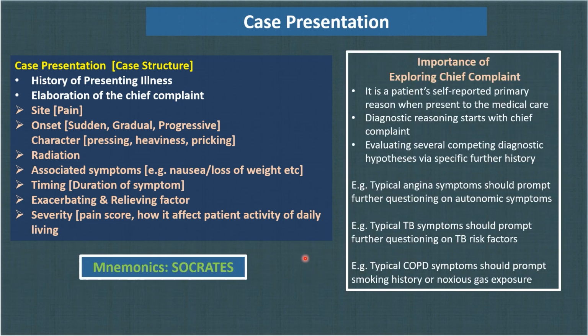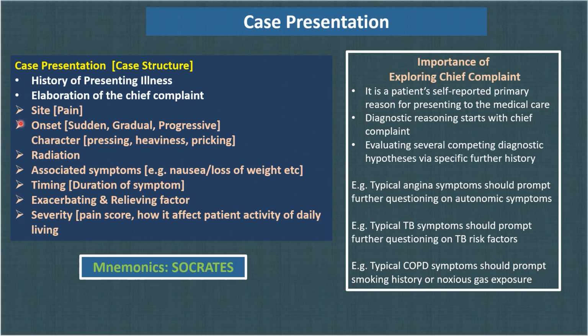Next, I would like to dedicate this slide to stress the importance of getting the patient's chief complaint or the history of presenting illness correct. By definition, chief complaint or HOPI refers to a patient's self-reported primary reason when they present to medical care. Following the identification of a patient's chief complaint, the next most important thing to do is to elaborate or expound on the chief complaint.